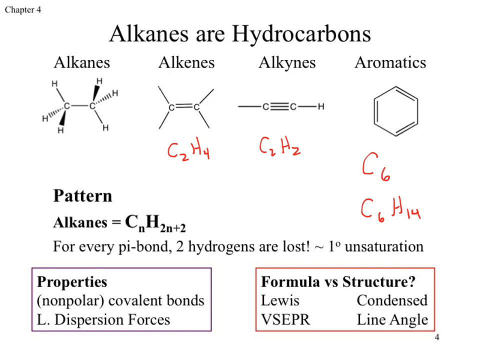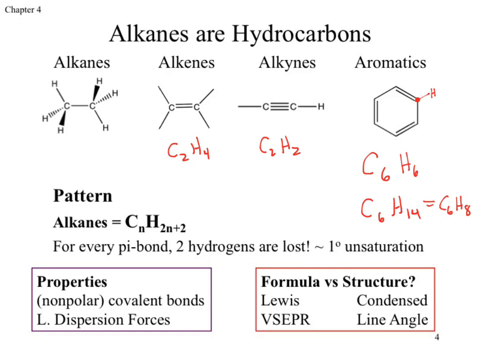With 3 pi bonds, we should lose how many hydrogens? 6. How many hydrogens are in that structure? 6. Look at each carbon. How many bonds are shown to that now red carbon? 3, which means there's 1 implied hydrogen. There are only 6 hydrogens on this structure.